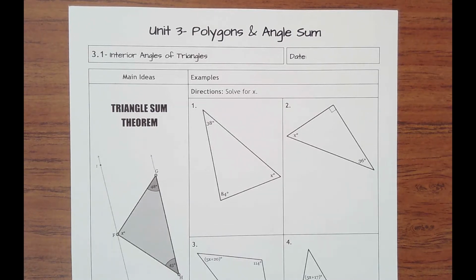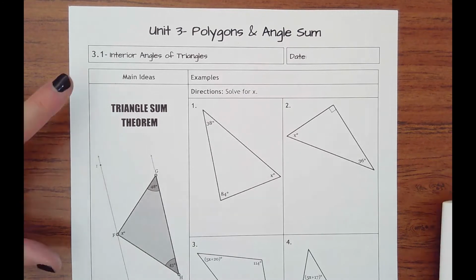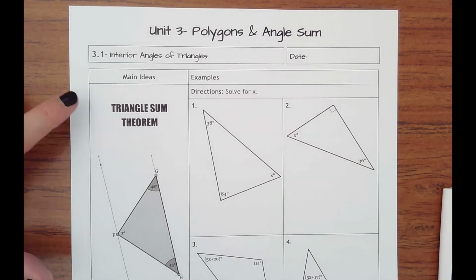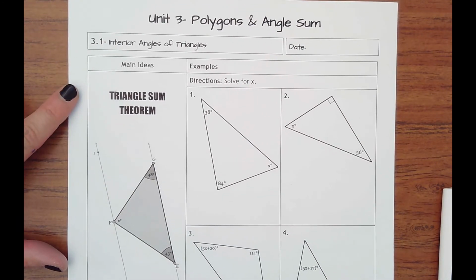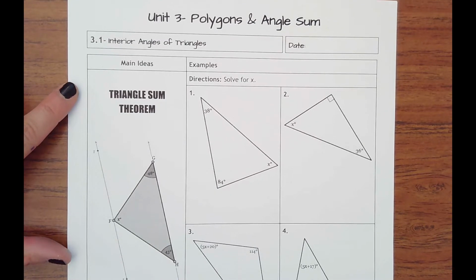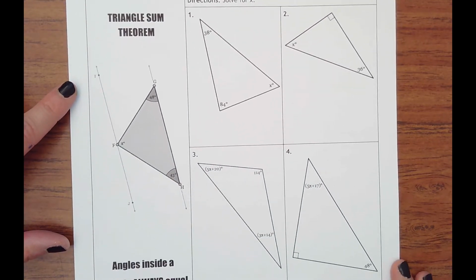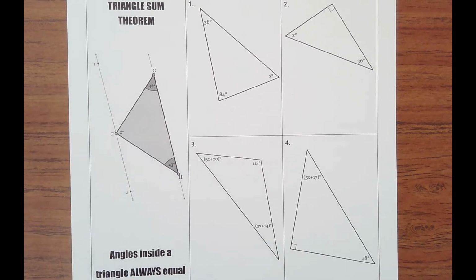Lesson 3.1, interior angles of triangles. Go ahead and put today's date up there if you'd like. There's what's called the triangle sum theorem. A theorem is some kind of property or a rule that always happens. And so what I'm going to show you is kind of this little proof here.